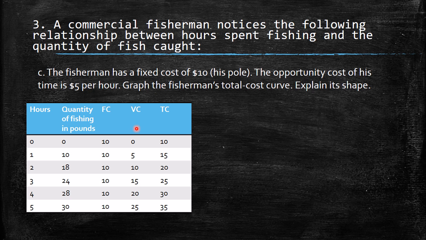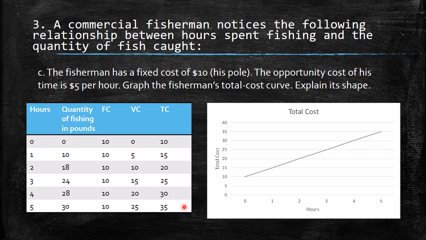Then the variable cost is changing by 5 per hour. The first is 0 hours, so naturally you won't pay for that. Then your opportunity cost changes by 5: it's going to be 5, 10, 15, 20, 25. And then your total cost is going to be the sum of fixed cost plus variable cost: 10 plus 0 is 10, 10 plus 5 is 15, and so on and so forth. Here we have now the graph. So how can we represent that in a table in Excel?